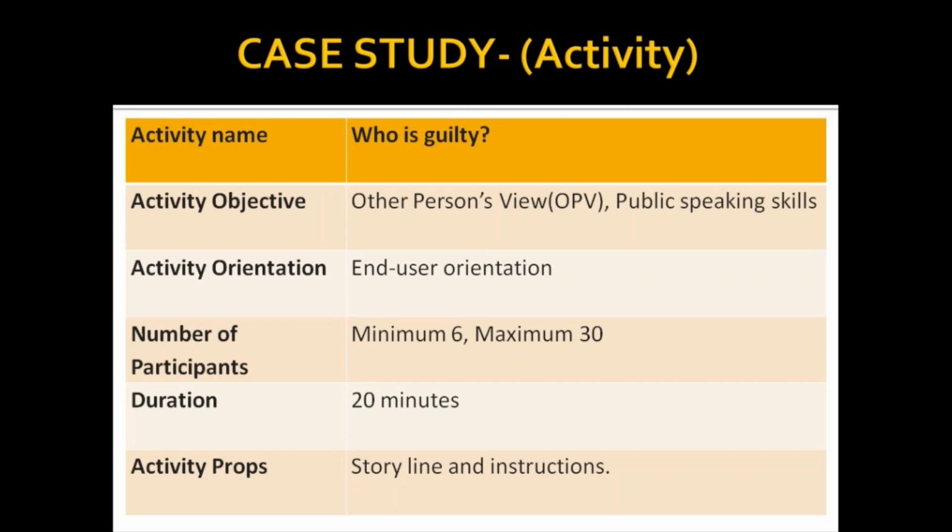End user orientation is basically end to end, person to person. The number of participants can be 6 to 30. This whole study was for class, but I would really like you to do this activity at home with your family members and friends also.